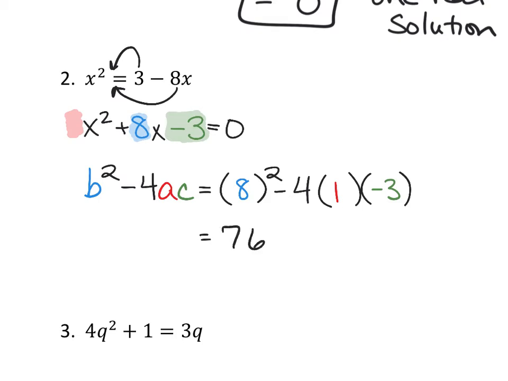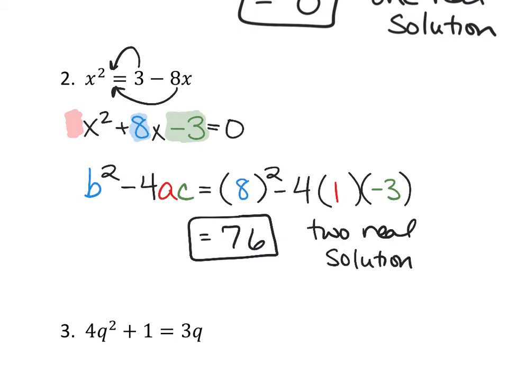76. Now that is a positive number. So what does that mean for us? What does this discriminant tell us? How many? 2. Are they real or imaginary? Real. They're 2 real. Remember, because it's any positive number, that means we have 2 real solutions.